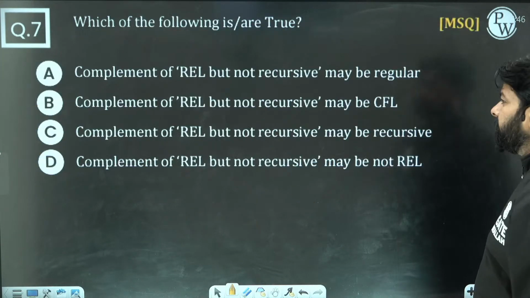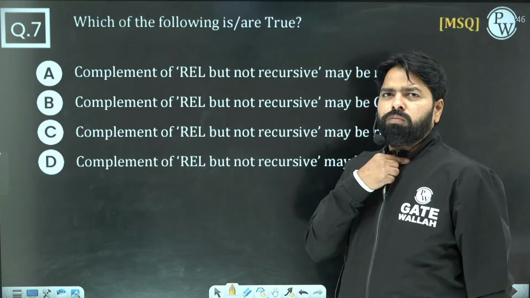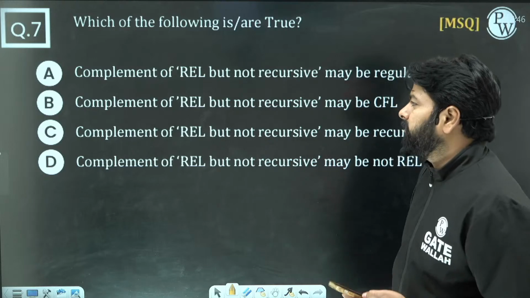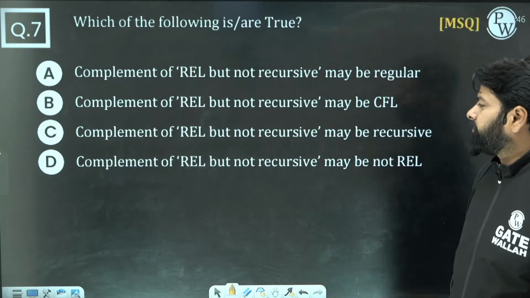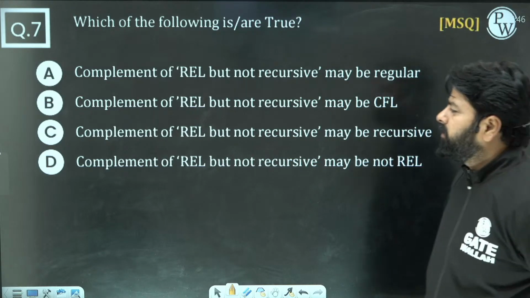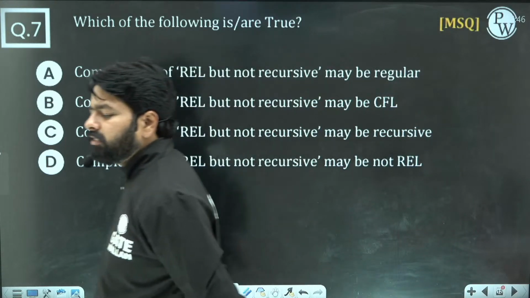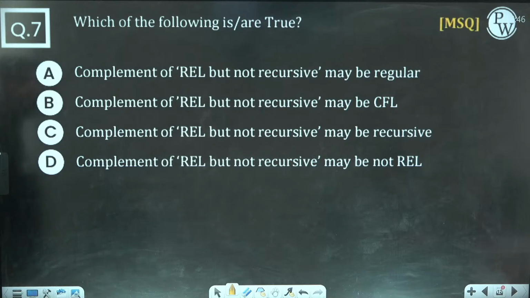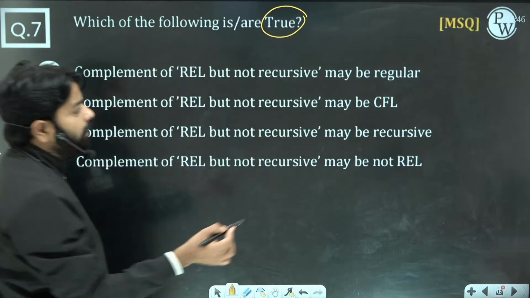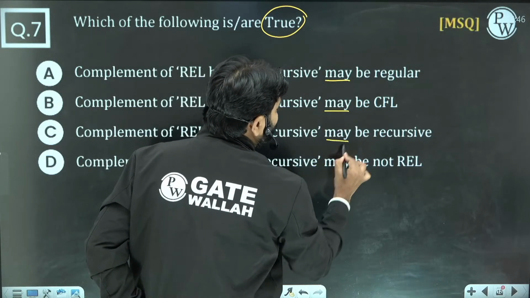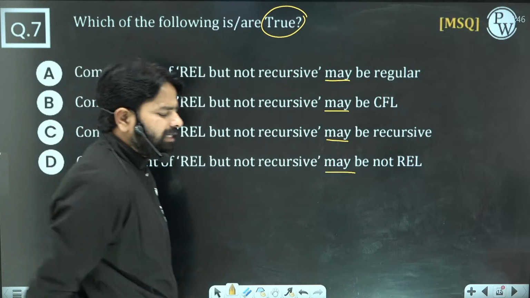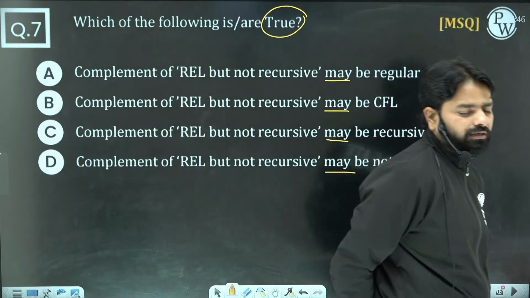Okay, next, 7. And one of the important complement properties. So I took this, even though you know the answer, sometimes we may go wrong. Which of the following is true? And in the options we have "may", so you should be very careful. "May" means at least one time you have an answer, you can choose that.